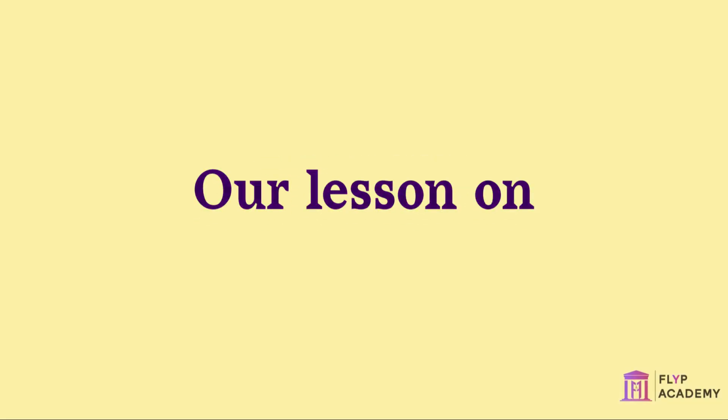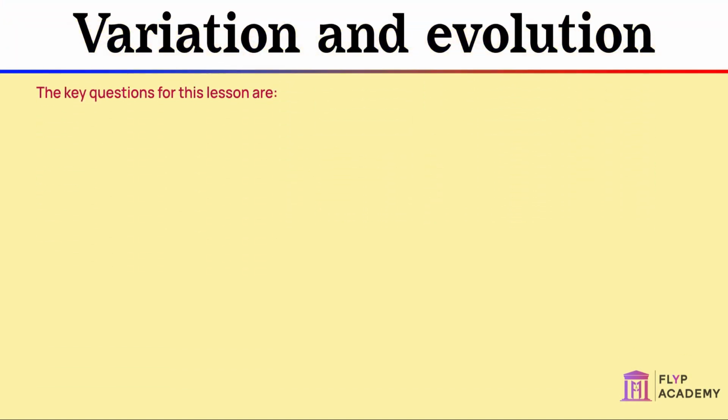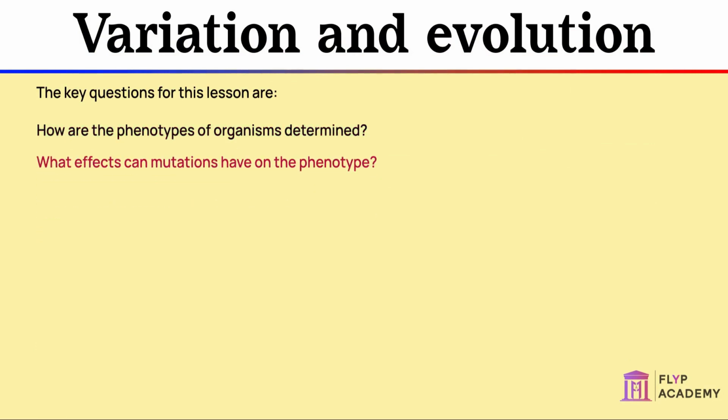Welcome to our lesson on variation and evolution. The key questions for today are: how are the phenotypes of organisms determined? What effects can mutations have on the phenotype? What is evolution? What is natural selection? What is speciation?